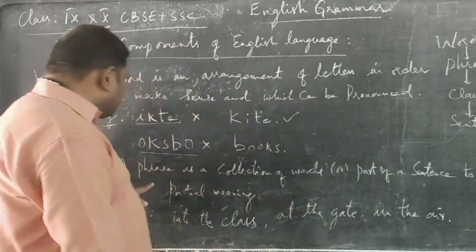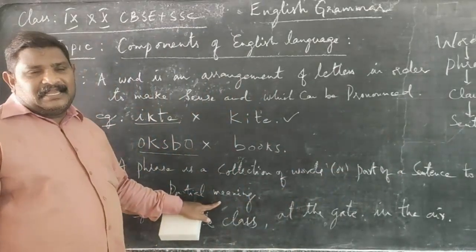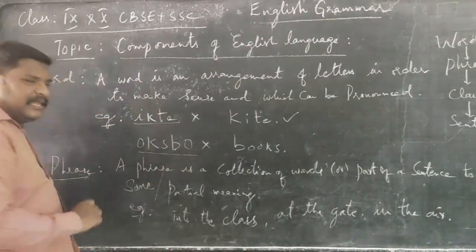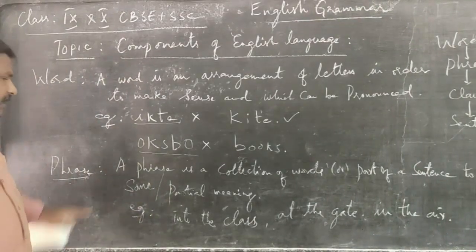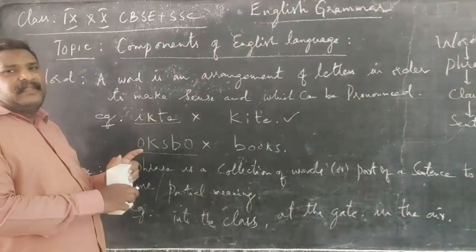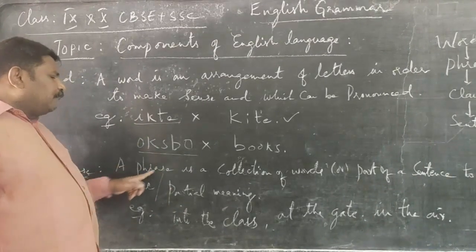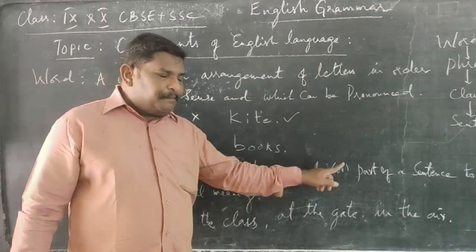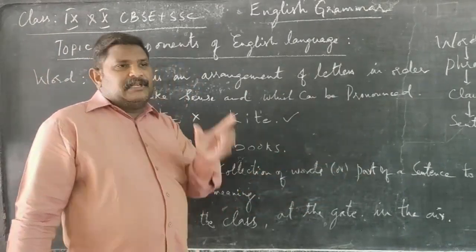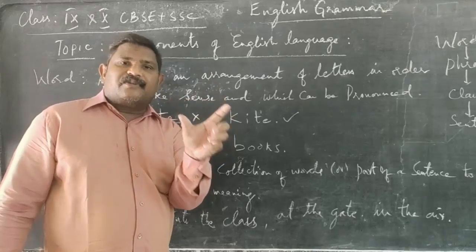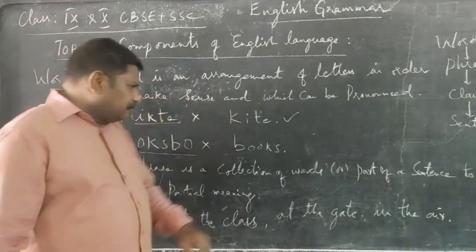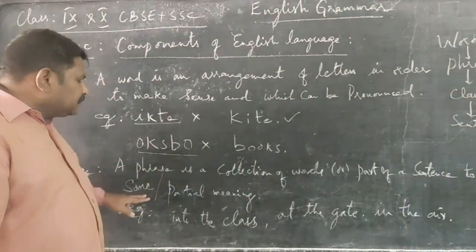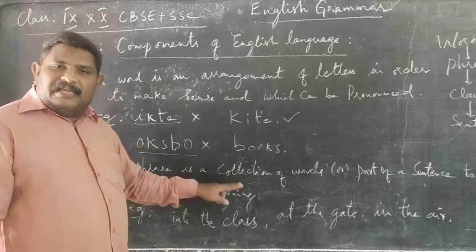It gives partial meaning, some meaning. It doesn't give full or complete meaning. I repeat again. A phrase is a collection of words or a part of a sentence, grouped with some words. But it doesn't give full meaning. It gives partial meaning or some meaning.